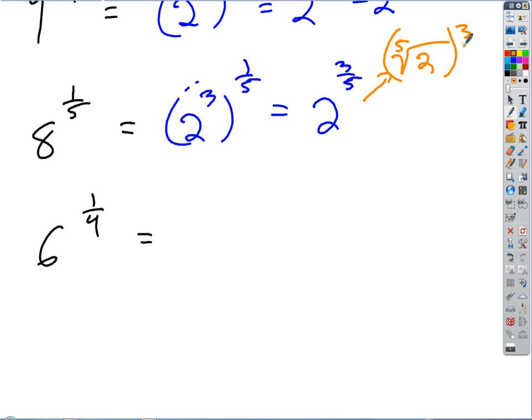That's fine. The other way to write this would be, instead of writing this as the 5th root of 2 cubed, what if we wrote it as 2 cubed to the 1/5? In other words, we take the power inside the radical instead of outside. We could also write this as the 5th root of 2 cubed, which is just 8.